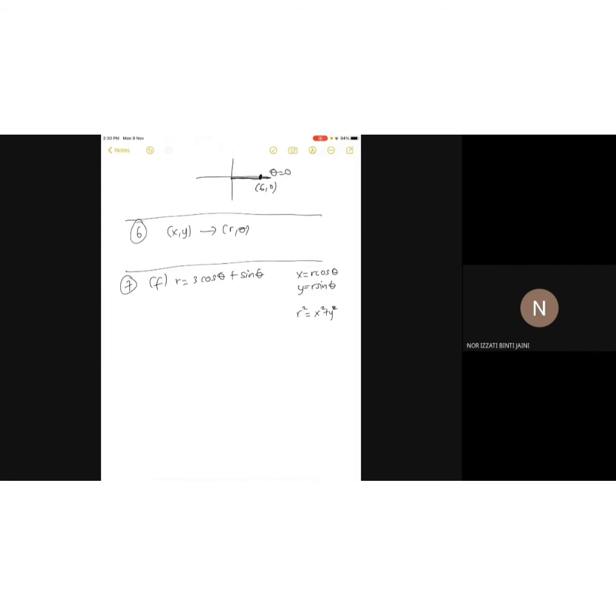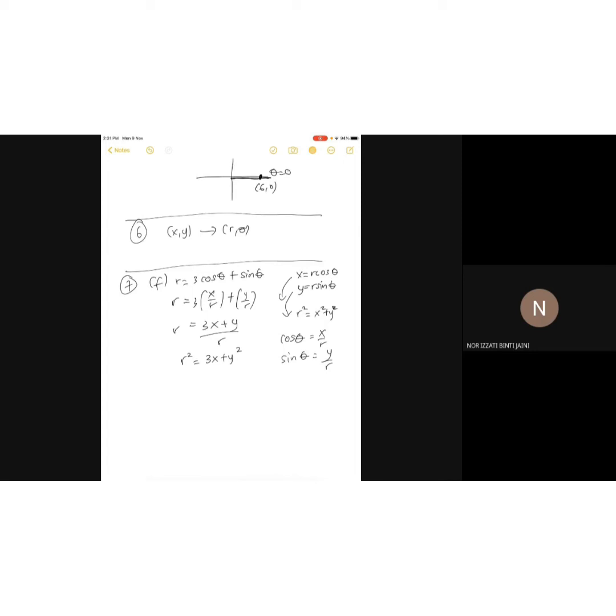So apa yang awak boleh buat? Awak boleh ambil daripada sini dan daripada sini. Salah satu cara is kita boleh dapatkan cos theta equals x over r and sin theta equals y over r. So saya masukkan dalam ni. So cos will be x over r and then sin will be y over r. So dapatlah 3x tambah y per r kan. Okay, sebab r tu the same denominator. So r bawa ke sebelah, dapatlah r kuasa 2 sama dengan 3x tambah y.